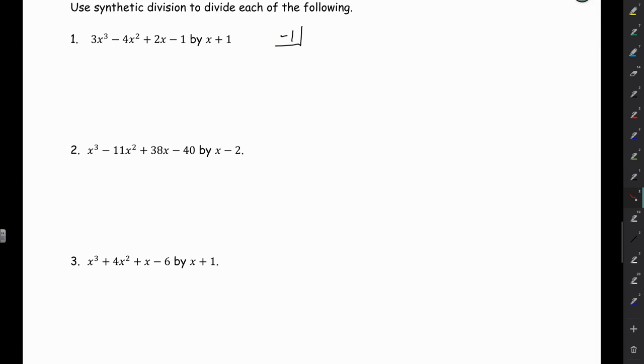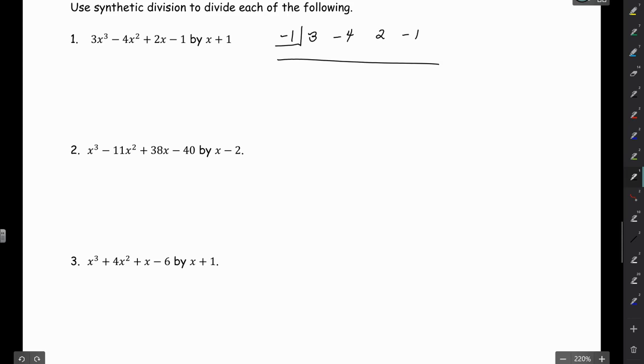And then I'm going to take all the coefficients. I have 3, -4, I have 2, and I have -1. And I'm not missing any terms. It goes x cubed, x squared, x to the first, and a constant, so I don't need 0 as a placeholder. So let me write down my coefficients: 3, -4, 2, and -1.